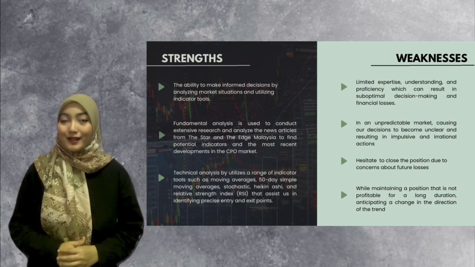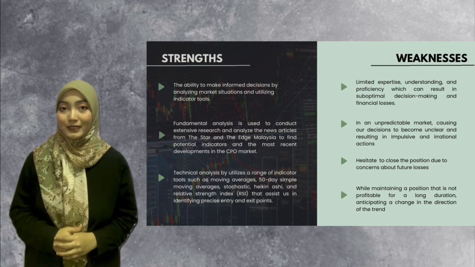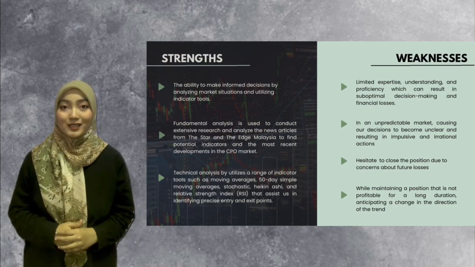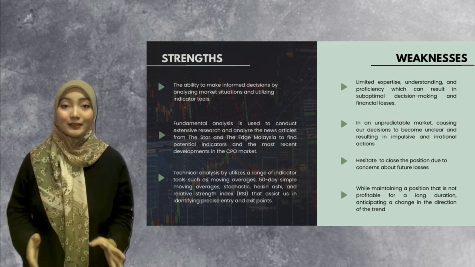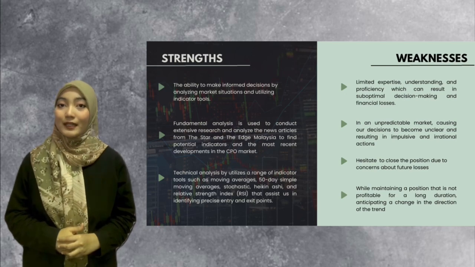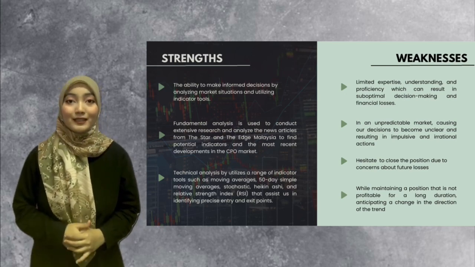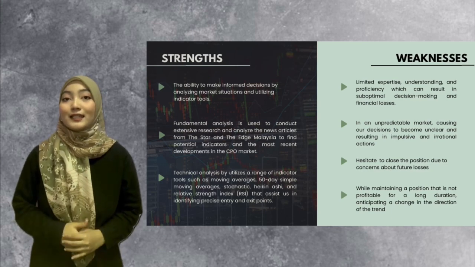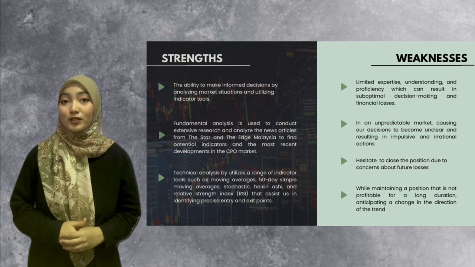As for weaknesses, we permit our emotions to impact our trading choices. As a result of the unpredictable market, the rapid fluctuations in prices influence our emotions, such as fear being triggered, causing our decisions to become unclear and resulting in impulsive and irritated actions. As a consequence, this leads to changes from our intended trading strategy, resulting in the early selling of our futures CPO and FKLI, or the assumption of greater risk.